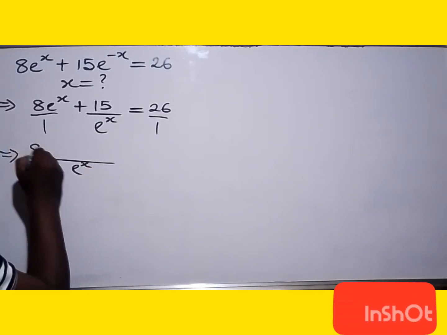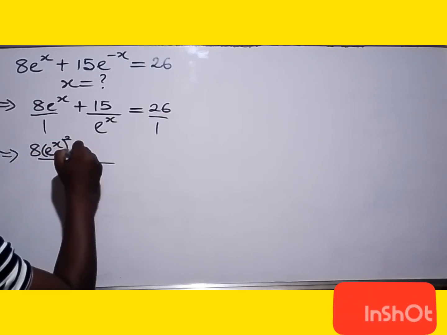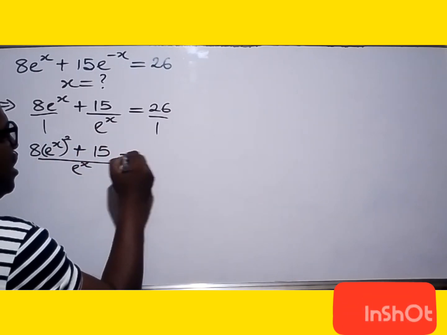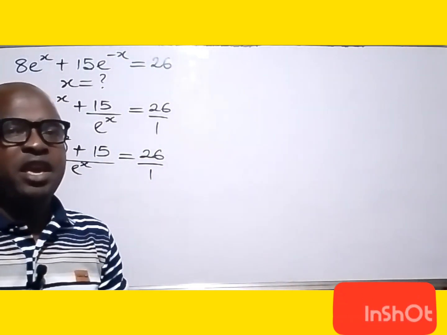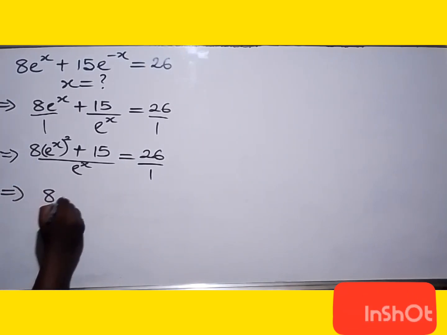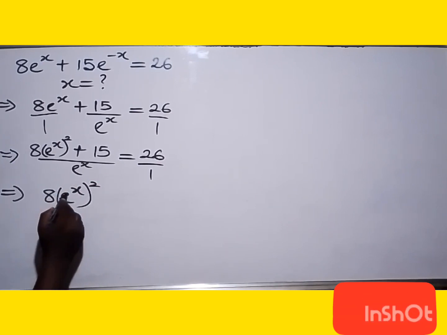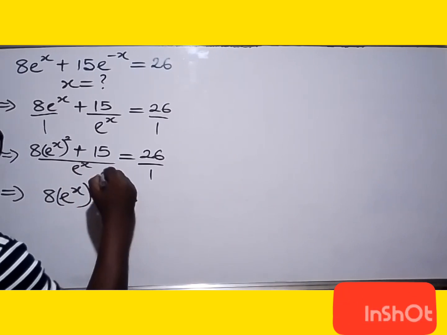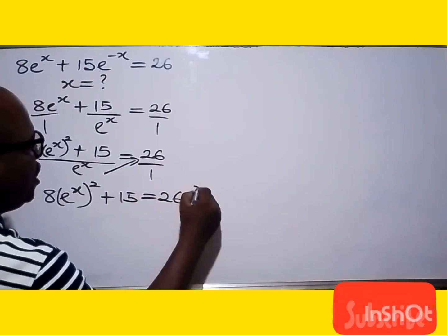1 here will give us 8 e to the power of x squared, then plus e raised to the power of x divided by this will give us 15, is now equal to 26 over 1. Then we can cross multiply. We are going to have 8 e raised to the power of x squared, plus 15, is equal to 26 times e raised to the power of x.